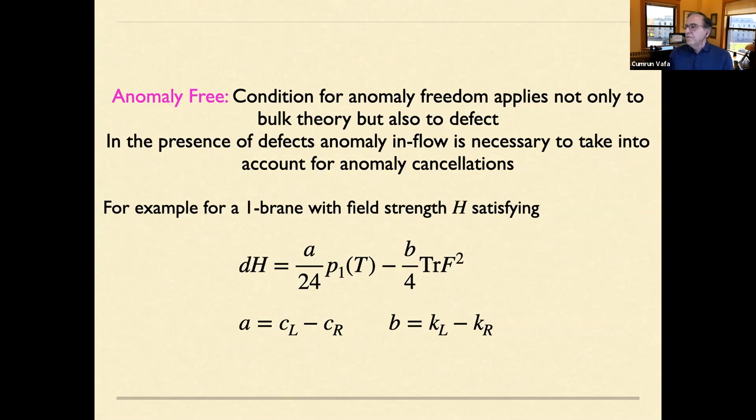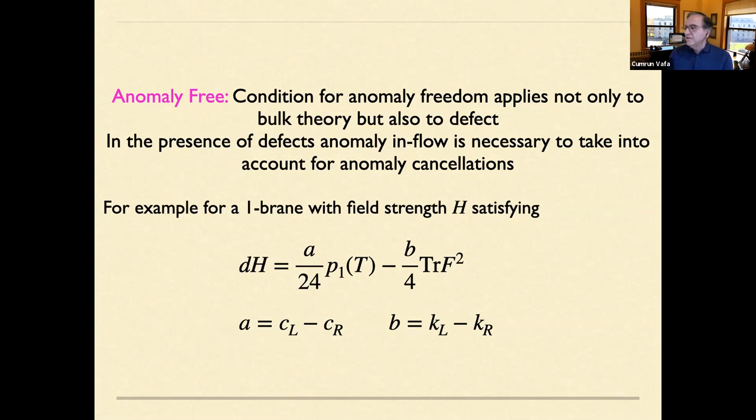For example, if you have a one-brane, if you have in the bulk a two-form with the field strength H satisfying an equation, dH is some constant times the Pontryagin number plus or minus another constant times the trace of F wedge F.